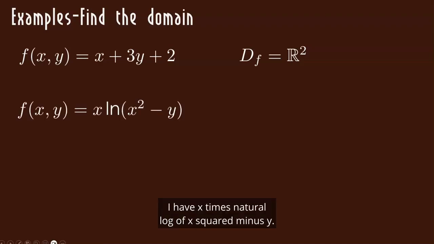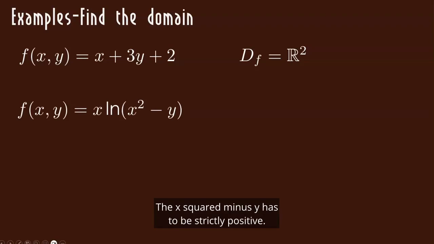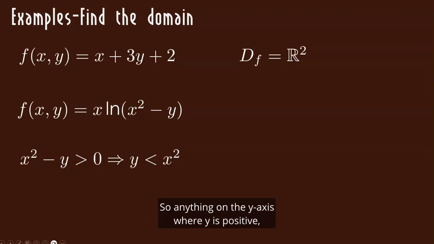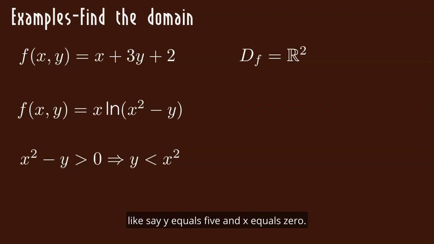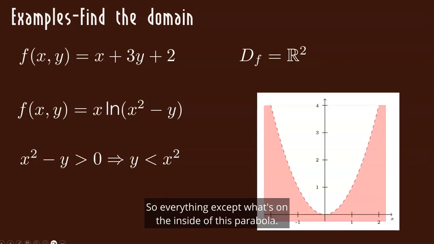How about this one? I have x times natural log of x squared minus y. The x squared minus y has to be strictly positive. So I have x squared minus y is positive, which means y is less than x squared. I know y equal to x squared is a parabola, so I'm going to need a dotted parabola, and then I need to figure out which part of the plane to shade in. So imagine I've got the y-axis. So anything on the y-axis where y is positive, like say y equals 5 and x equals 0, well, 5 is not greater than 0, so the top part of the y-axis can't be part of the shaded in region, so that means below or outside of the parabola. So everything except what's on the inside of this parabola.